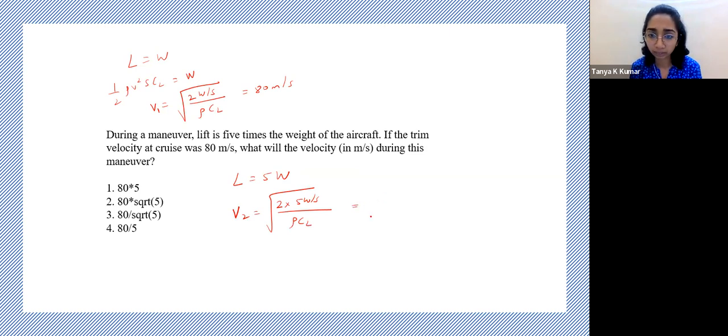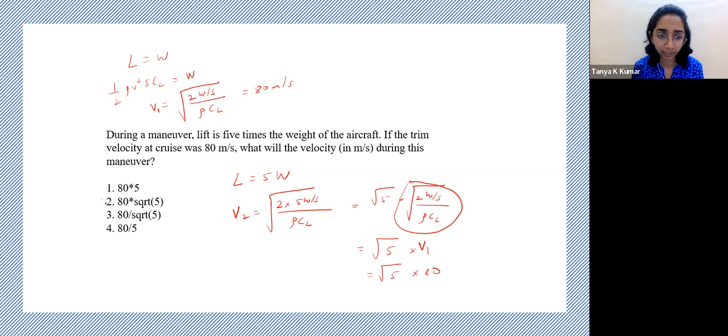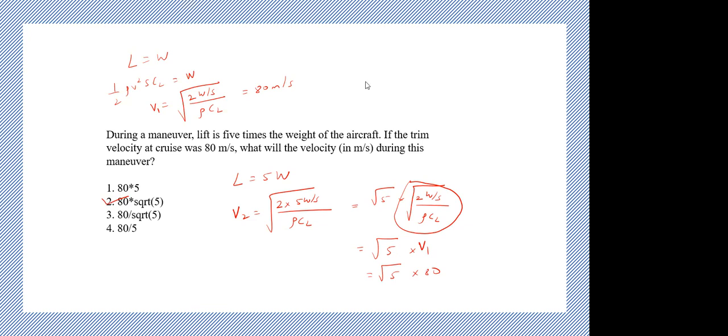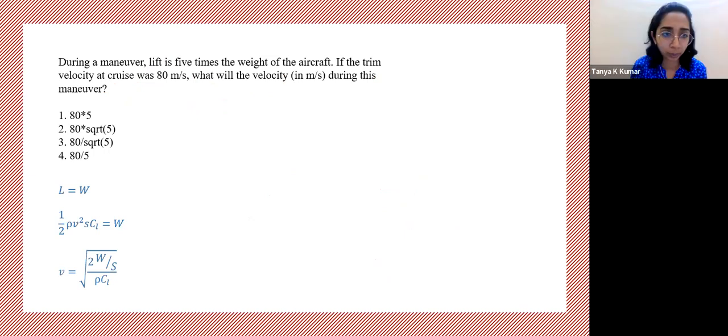So that will be root 5 into, I'm just splitting the terms inside the square root, root 2W upon S rho CL. Now this term is nothing but the original V, which was V1, so V2 is root 5 into V1, and that is 80 meters per second. So root 5 into 80. So this is the correct answer. Do you agree with me? Yes, ma'am. I've just written down the equations here, so the correct option is this one.